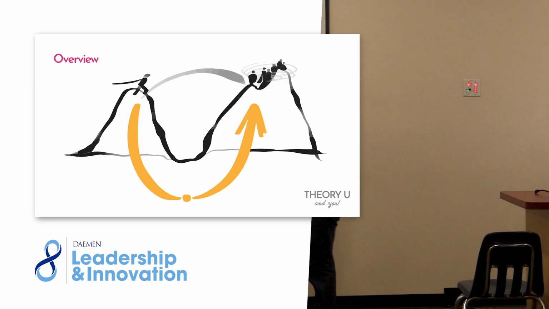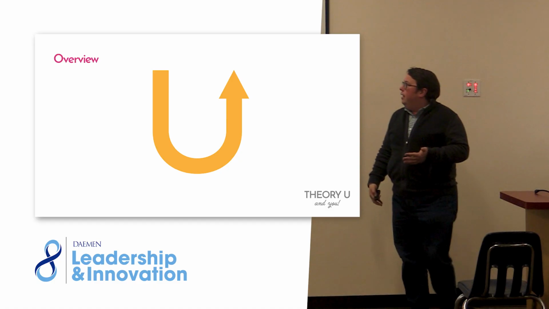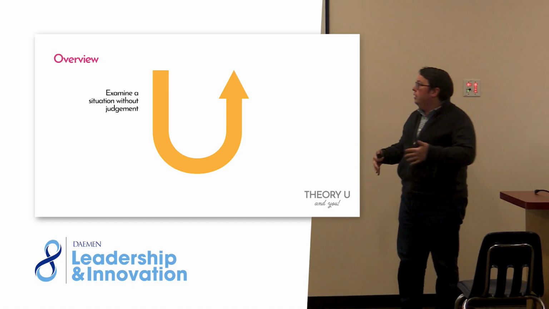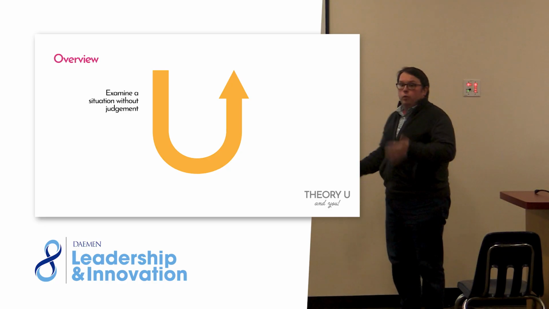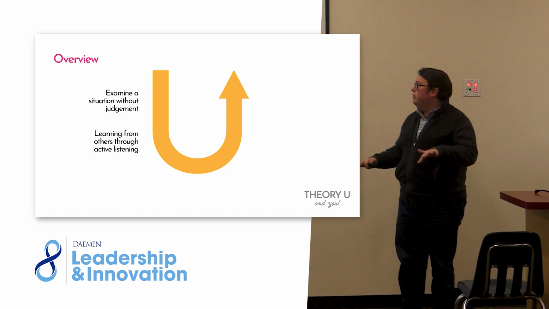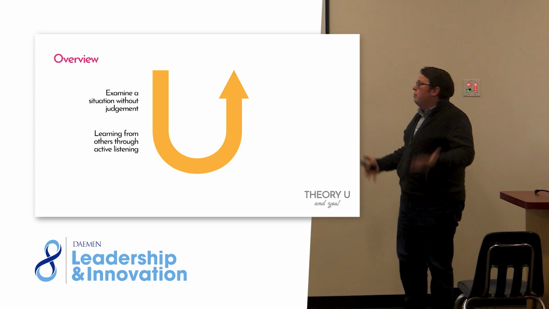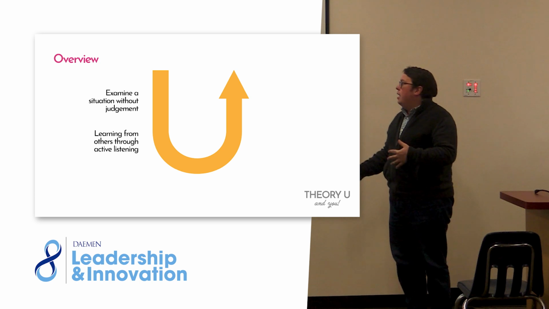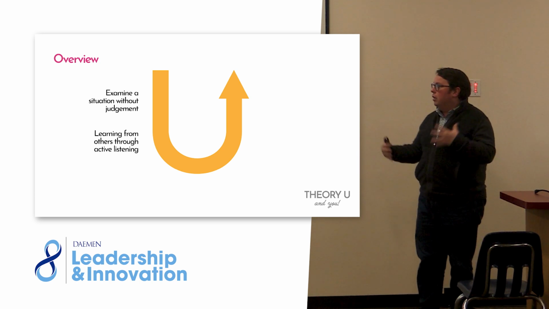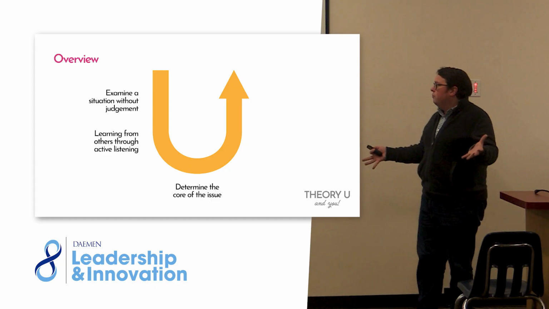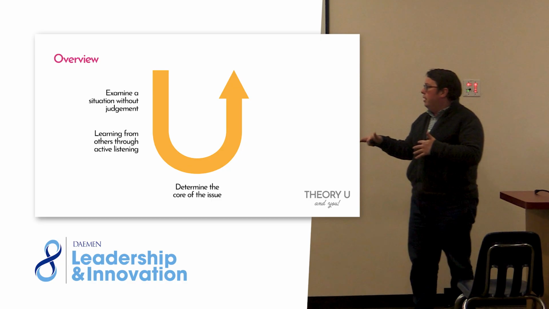This is where we get the U shape, for all our Sesame Street viewers at home. The idea is coming down a mountain from where your own perspectives are, getting a clean slate at the bottom, and being able to move up towards your group community. The steps involved in doing that start with examining a situation without judgment. As I mentioned before, that means getting rid of those preconceived notions and really taking a moment to do some active listening and learning from others, trying to really assess where people are coming from and opening yourself up to empathy.